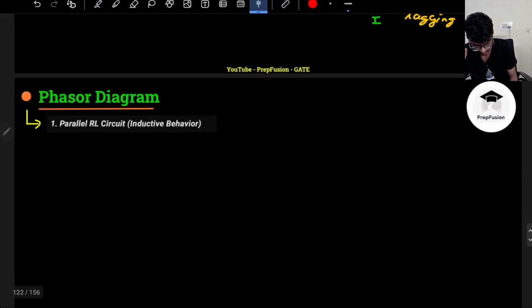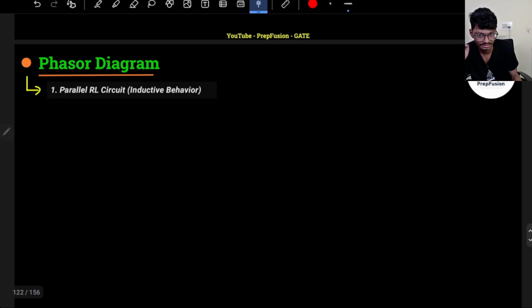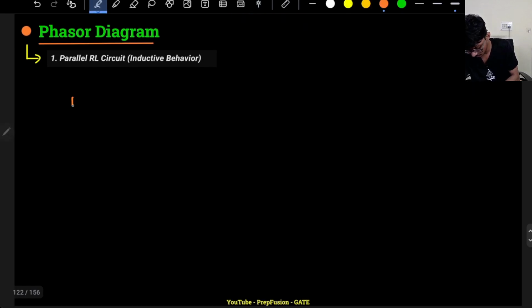So is there any other way to solve this? Yes, there is another way to solve this. Basically, what do I know? My I is equal to IR magnitude minus j IL magnitude. Correct. So I can write, what is I?